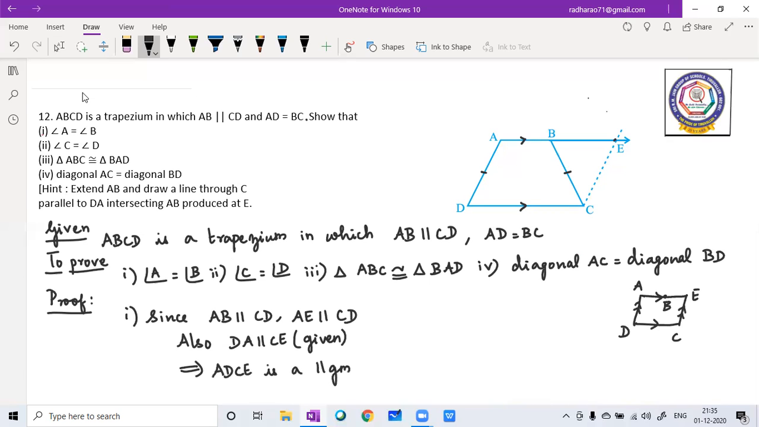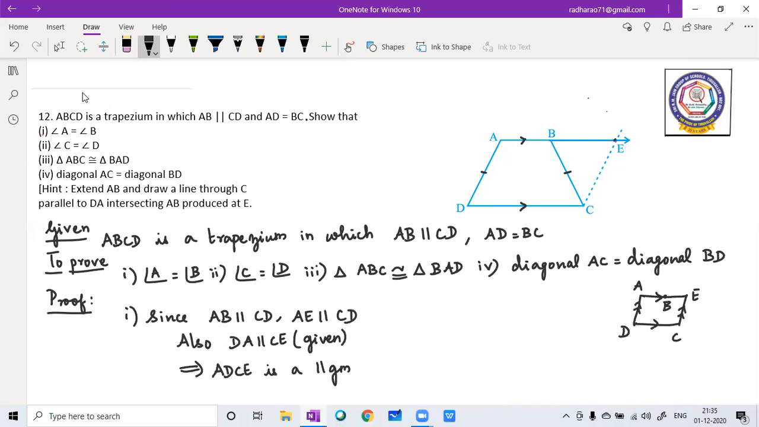How did we prove it? AB is parallel to DC, so AE is parallel to DC, and DA is parallel to CE, which is given in the hint, that is, CE is drawn parallel to DA. So two sets of opposite sides are parallel. In any quadrilateral, if both pairs of opposite sides are parallel, then it becomes a parallelogram. Therefore, ADCE becomes a parallelogram.